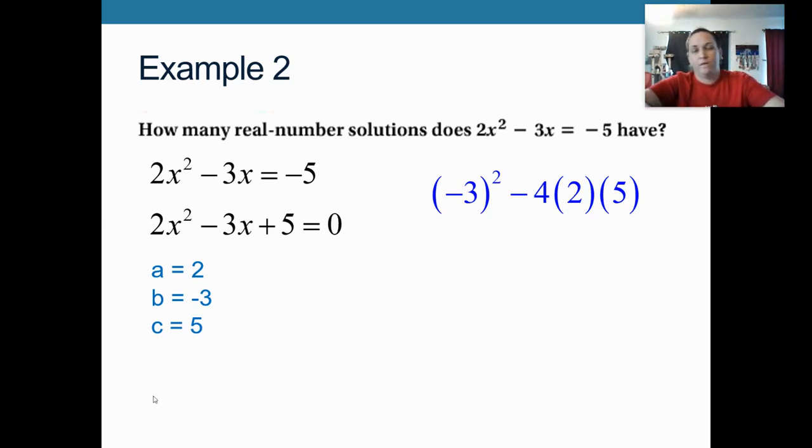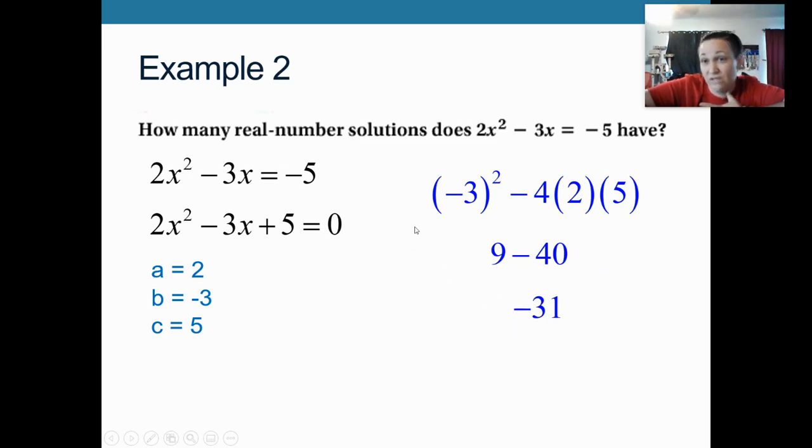around it. All right, 4 times 2 is 8, and 8 times 5 is 40. So on my second step, I have 9 minus 40. And then for my final answer, I get negative 31. This is called the discriminant.